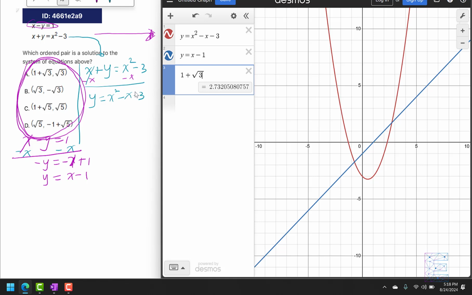So we're looking for the x value. 1 plus root 3 is equivalent to 2.73. So if I go over here, I'm noticing that the x value is 2.73 right there. So then we know that A is the answer, and that's it. So you see, Desmos is a lot quicker.